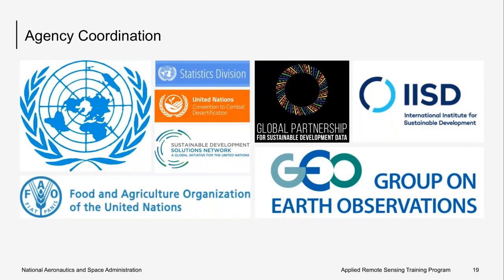There are a variety of organizations involved in the SDGs, with the primary organizations being part of the United Nations, like the UN Statistics Division, the UN Convention to Combat Desertification, the Sustainable Development Solutions Network, and the Food and Agriculture Organization, or the FAO. Additional organizations, such as the IISD, provide support to countries. It reports on international negotiations, conducts research, and engages citizens, businesses, and policymakers on these shared sustainable goals.